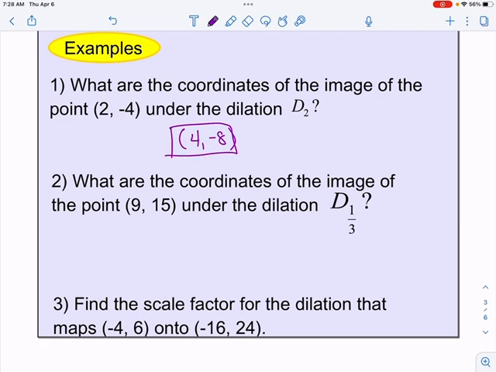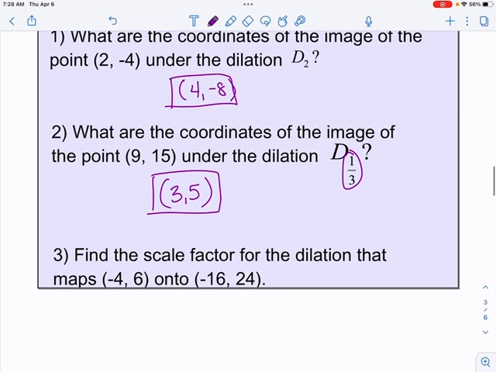For 2, we want to know the coordinates of the image of the point (9, 15) under a dilation of 1/3. This time, instead of multiplying, because we have a fraction, we're going to divide. We're just going to divide each of those numbers by 3. That's the same thing as multiplying by 1/3 if you prefer to keep it in fraction form. So 9 divided by 3 is 3, and 15 divided by 3 is 5. My new ordered pair will become (3, 5).